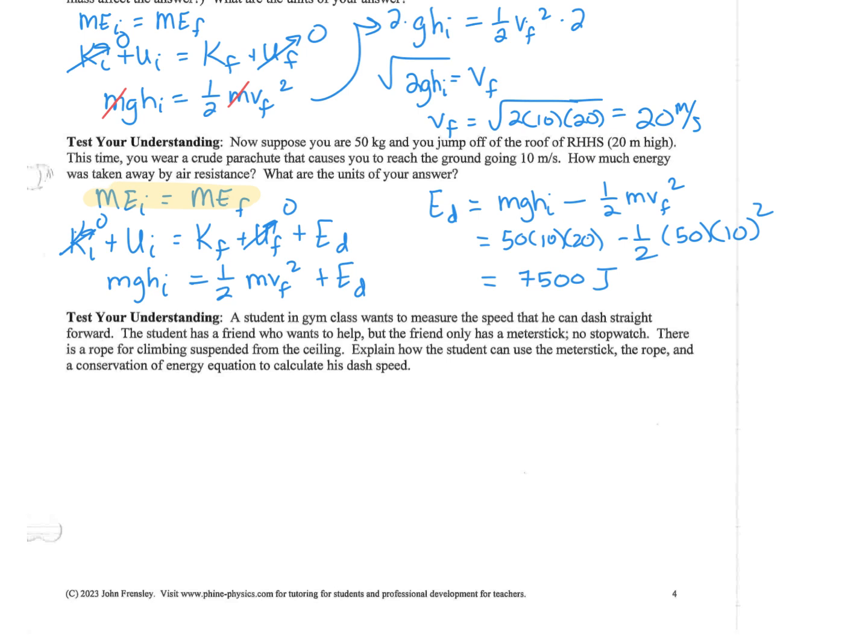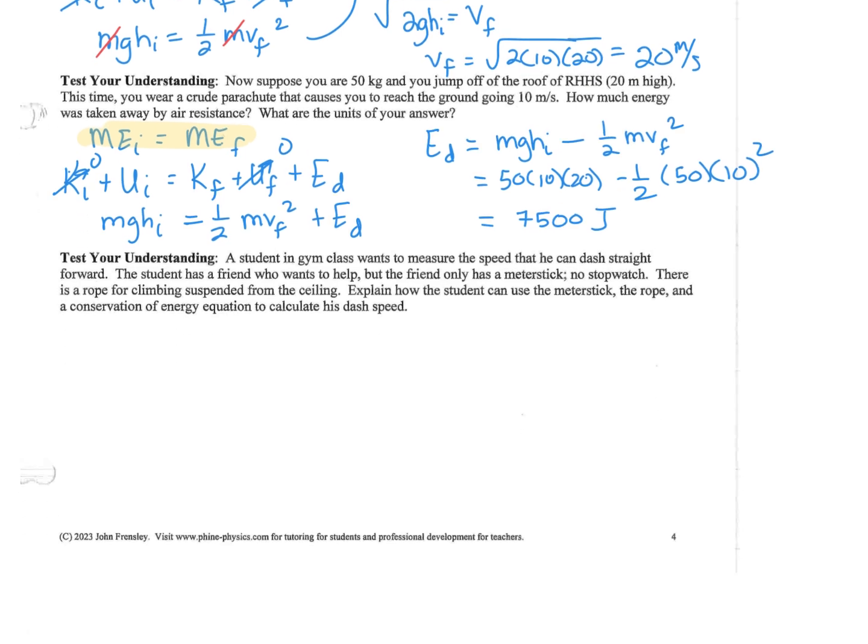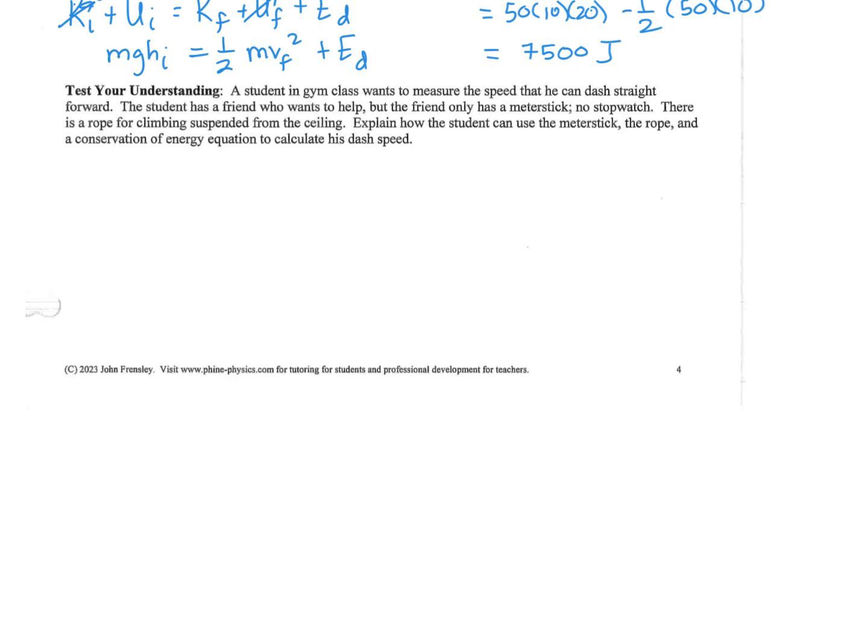Okay? Now, a student in gym class wants to measure the speed he can dash straight forward. The student has a friend who wants to help, but the friend only has a meter stick, no stopwatch. There is a rope for climbing suspended from the ceiling. Explain how the student can use the meter stick, the rope, and the conservation of energy equation to calculate his dash speed. All right, so we've got a rope hanging.